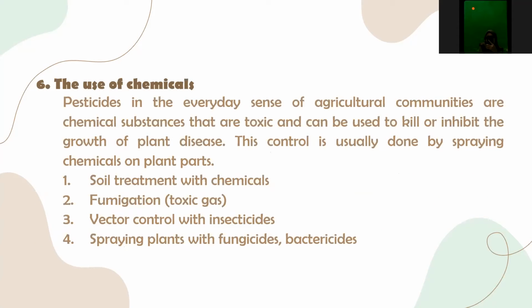And last, the use of chemicals. Pesticides, in the everyday sense of agricultural communities, are chemical substances that are toxic and can be used to kill or inhibit the growth of plant diseases. This control is usually done by spraying chemicals on plant parts, soil treatment with chemicals, fumigation or toxic gas, vector control with insecticide, and spraying plants with fungicide and bactericide.